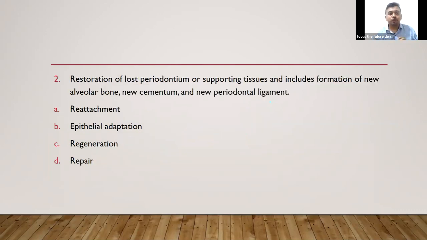Question number 2: restoration of lost periodontium or supporting tissue includes formation of new alveolar bone, new cementum, and new periodontal ligament. What is it? Reattachment, epithelial adaptation, regeneration, repair. Yes, very good. It is regeneration. See, new alveolar bone, new cementum, new periodontal ligament. Very good.